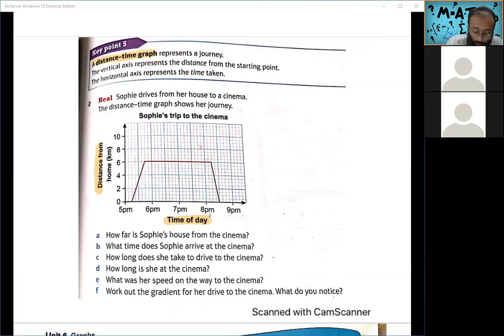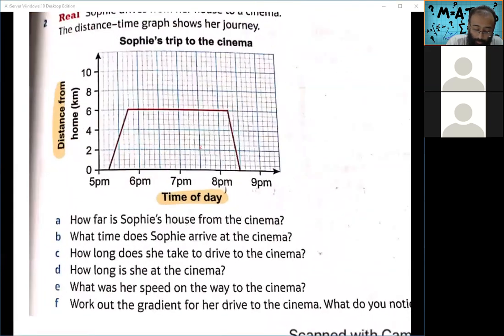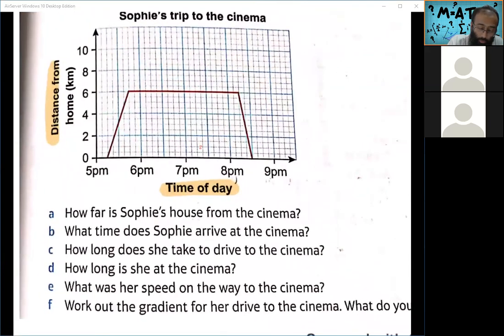No, so Sophie's not a cheapskate. She's gone to the cinema, she's parked up the car, and she stayed there for a few hours. And then she's come back home. So if you look at the graph now, we know that she left home at this time. She arrived at the cinema at that time.